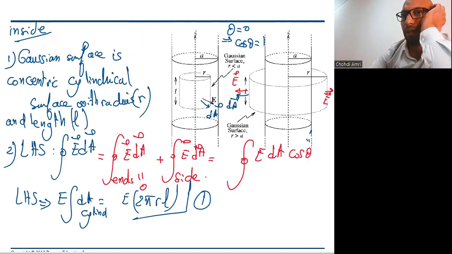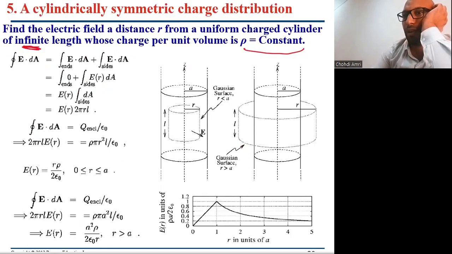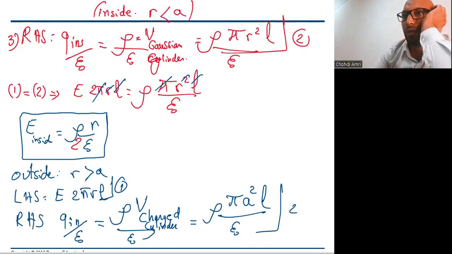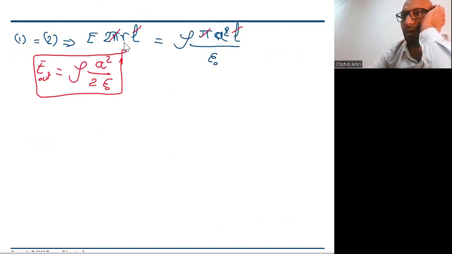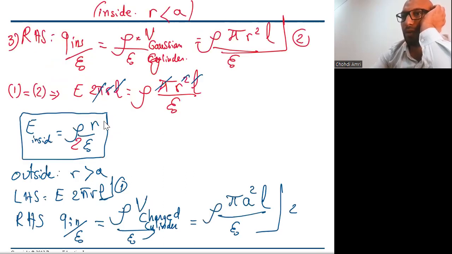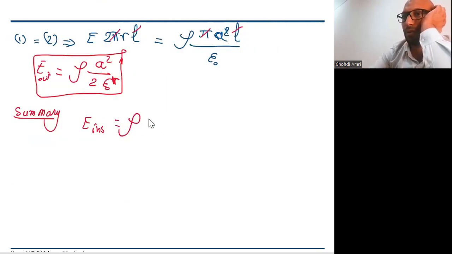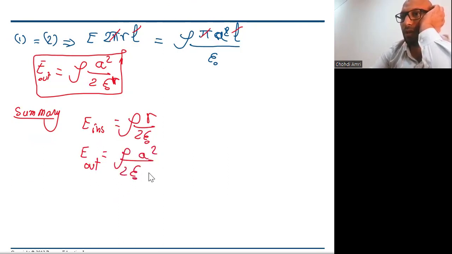Okay, let me check the results. Yeah, 2 epsilon naught R. That is the R, I think. Forget this R also. It's varying as a function of 1 over R. So as a summary, E inside equals rho R over 2 epsilon naught. E outside equals rho A squared over 2 epsilon naught R.